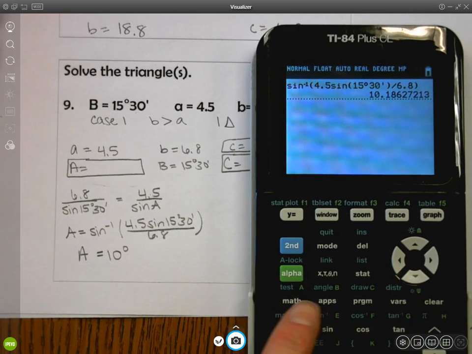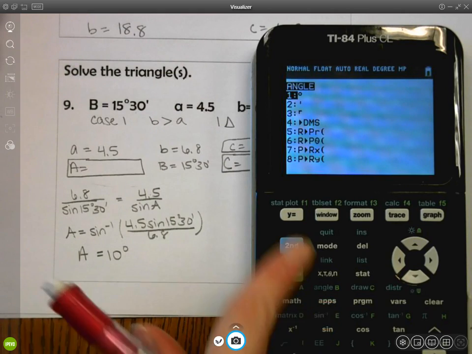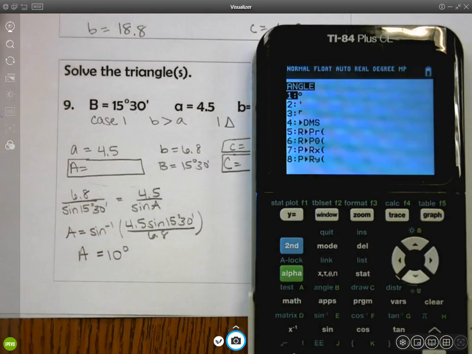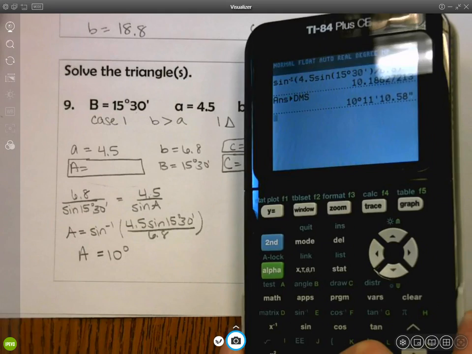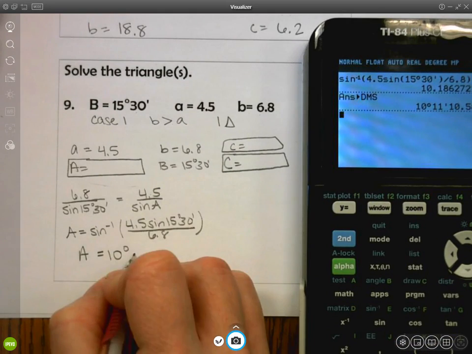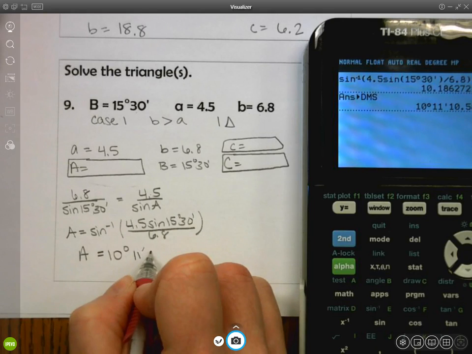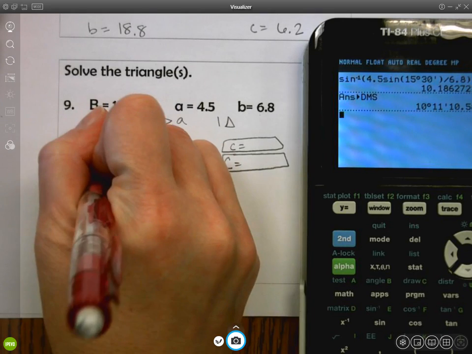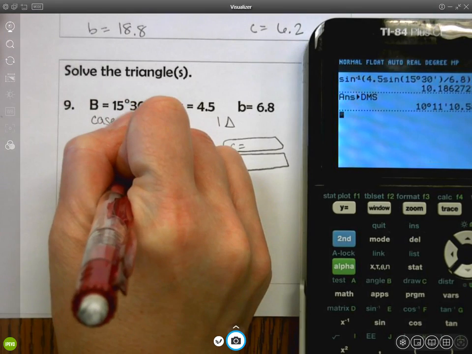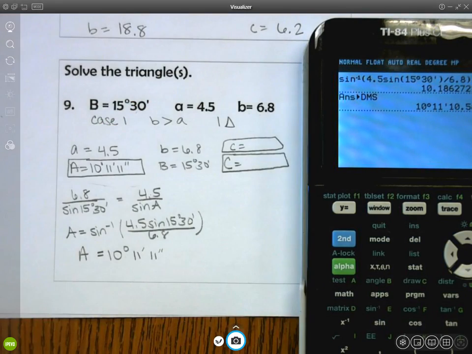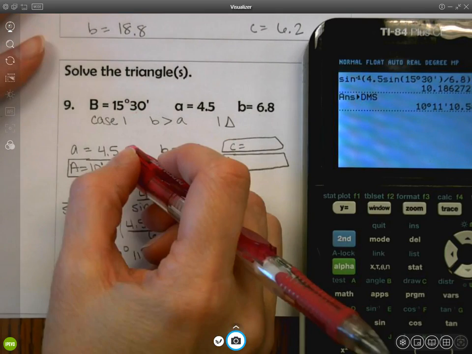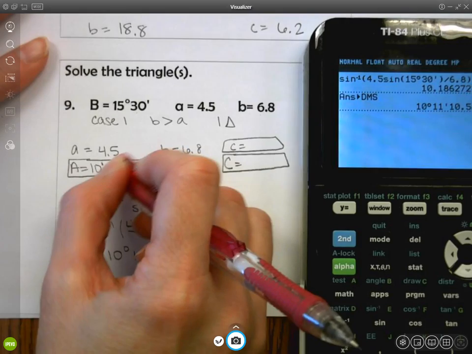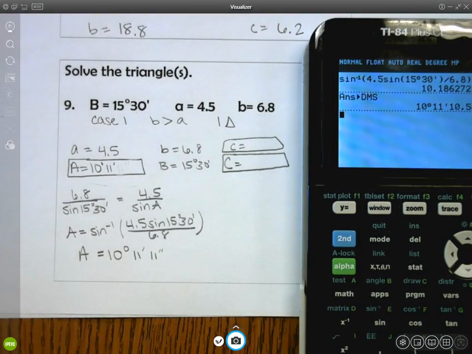So if you'll remember, you can just go second angle, and you can change it to degrees, minutes, seconds. So tell it you want to do number 4, and it'll tell you that it's 10 degrees, 11 minutes, and we'll call that 11 seconds. Alright, or if you want to just go to the nearest minute, because that's what they gave us on B, that would be okay also. I think I'll do that. We'll leave the seconds off.